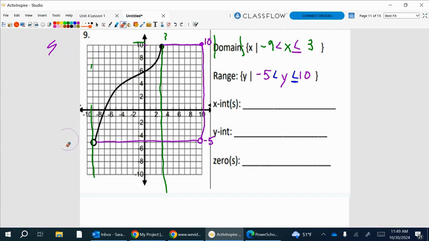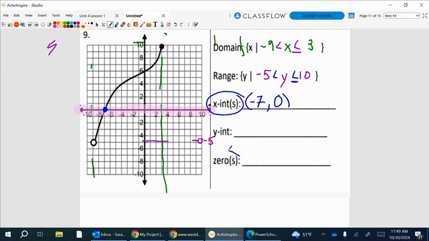All right, now we're going to do intercepts the same way we did before. I'm going to highlight my x. Looking across, there is only one x-intercept, 0 for the y value, -7 for the x. X-intercepts and zeros are the same. So I'm just going to hop down and fill that in, or you can write it like this.